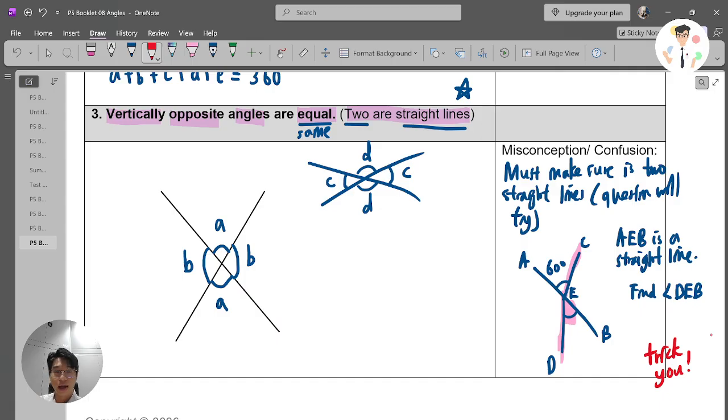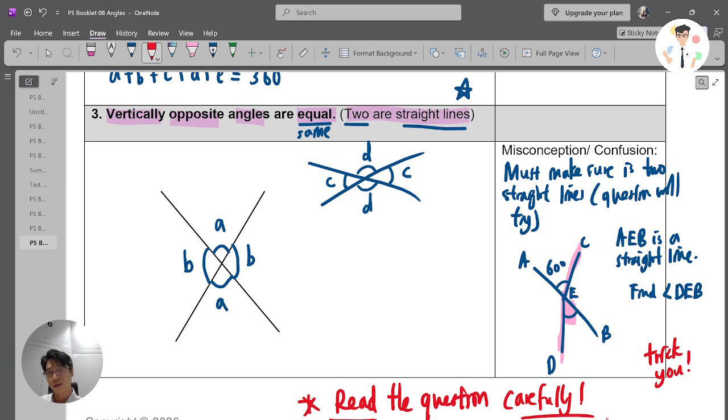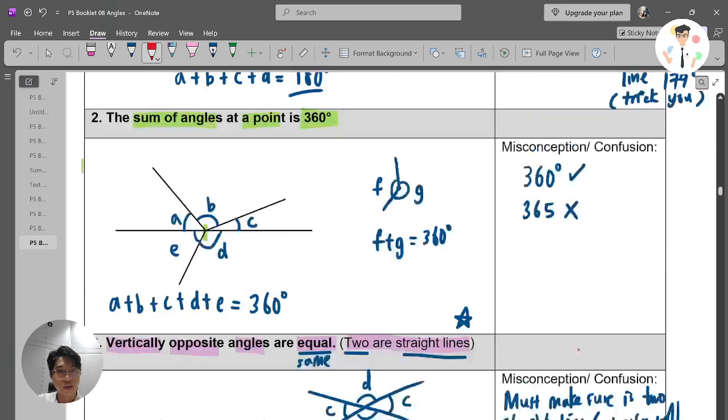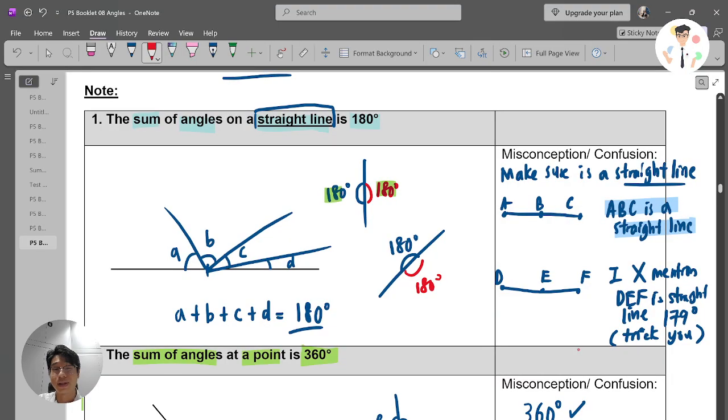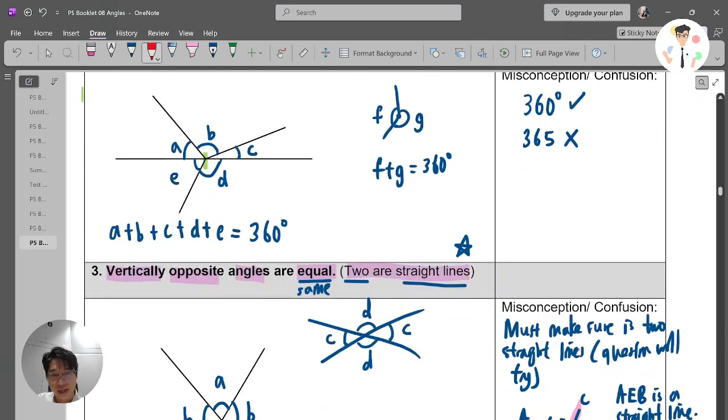And this is something extremely important. You need to be careful. Don't look at the question and straight away think it's a straight line. And in order to be very careful, you must read the question. You must always read the question. And when you read the question, you must read carefully. Again, we have done with these 3 points, and these 3 points are very, very important: straight line, angles at a point, and again about straight line.